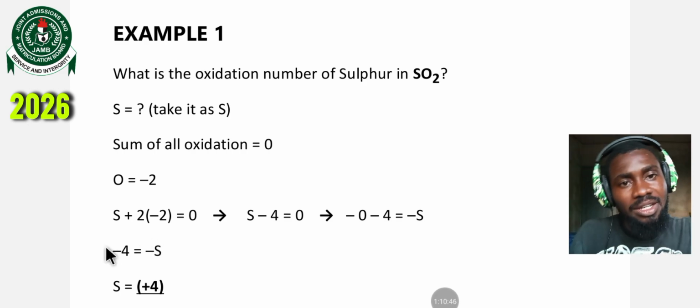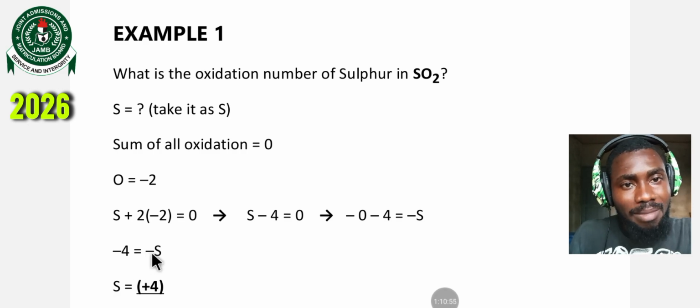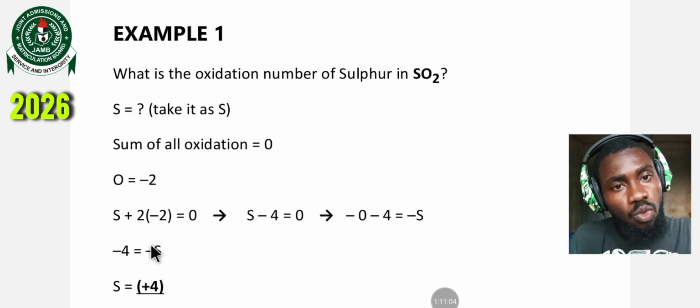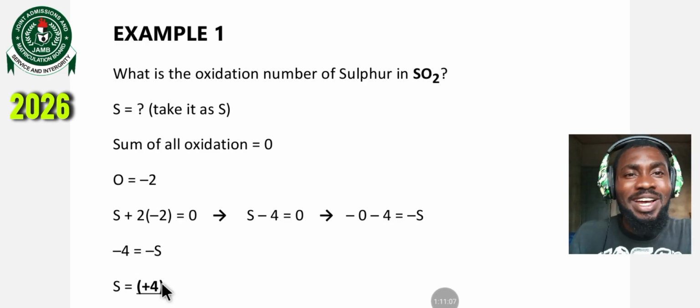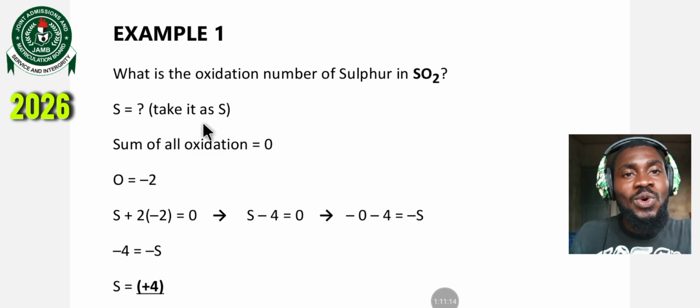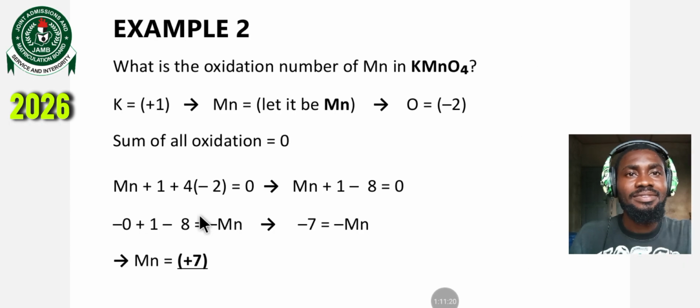Since we are looking for S, S is going to cross this equal to sign coming to this side, and 4 is going to cross this equal to sign going to this side. Remember, minus crossing the equal to sign becomes plus. So we have S, which is also plus S, equal to +4. Minus 4 crosses the equal to sign, it turns to +4. So the oxidation number of sulfur in SO2 is 4. So this compound is called sulfur 4 oxide.